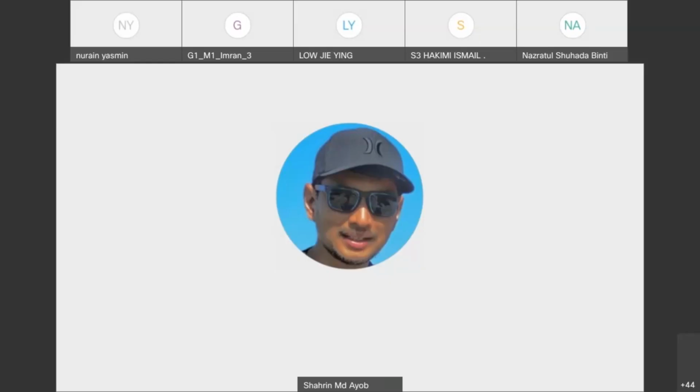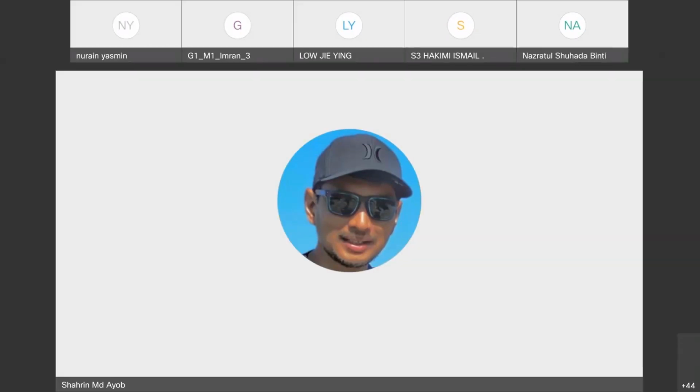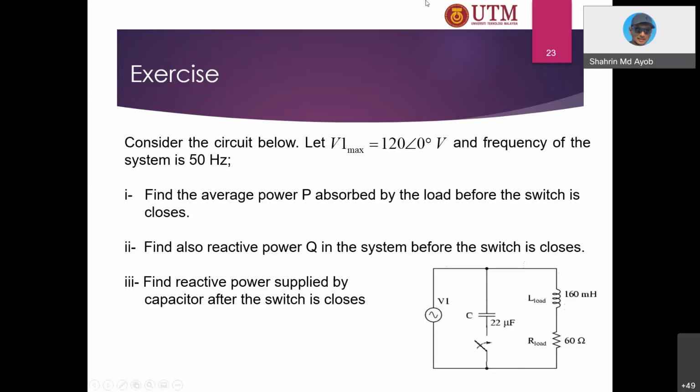Stop sharing and then... Are you with me right now? Hope you are still with me. So find reactive power. This one is not solved yet, but I will give you.